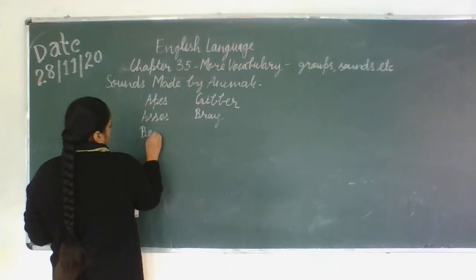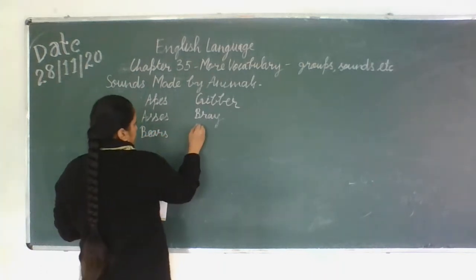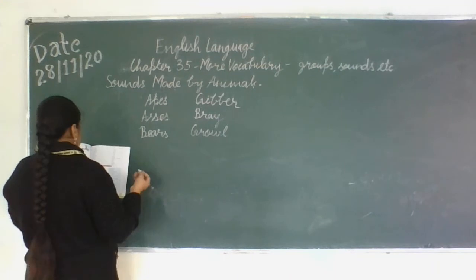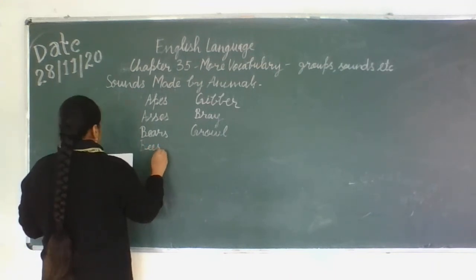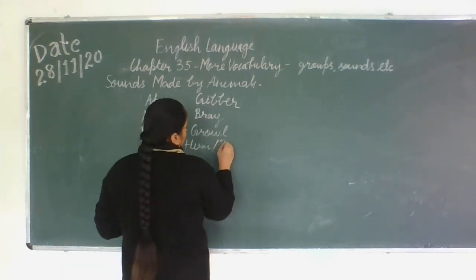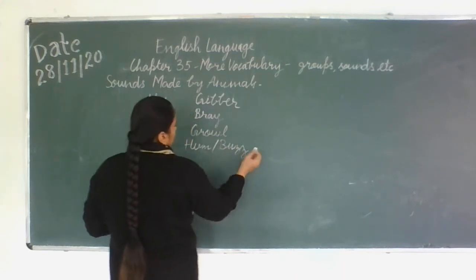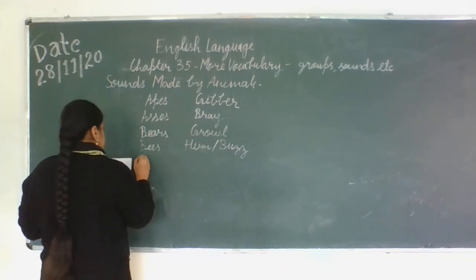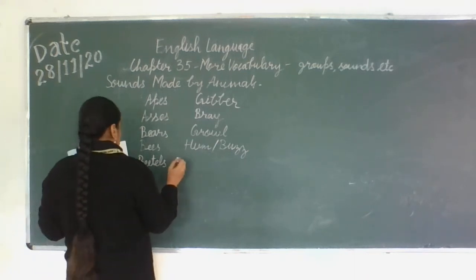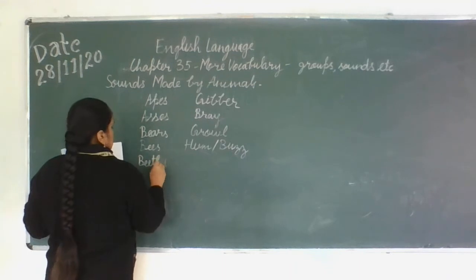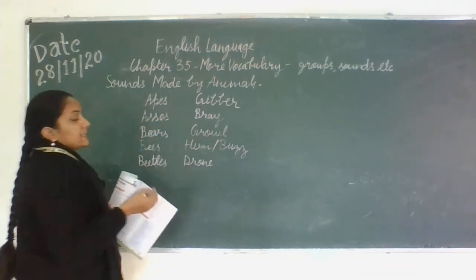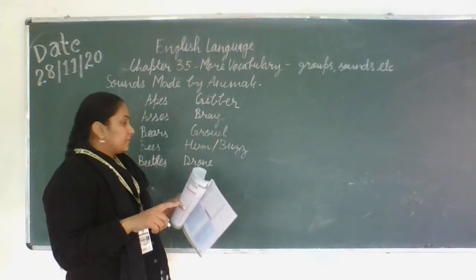Bears, the sound that is made by bears is known as growl. Next, bees. The sound that is made by the bees is called hum or buzz. Next, beetles. The sound that is made by beetles is known as drone. That's why you know the drone camera, which was named after the sound.